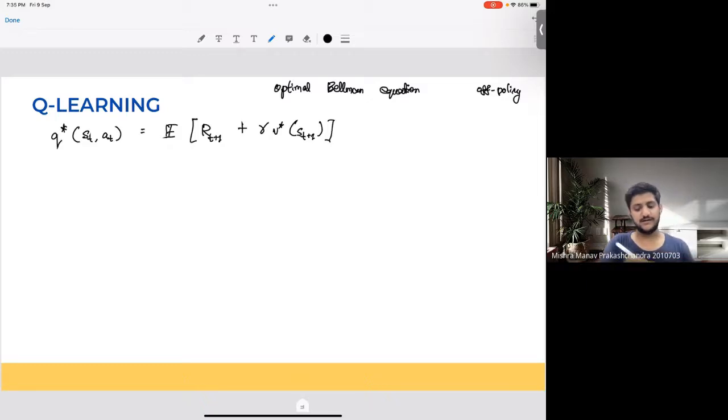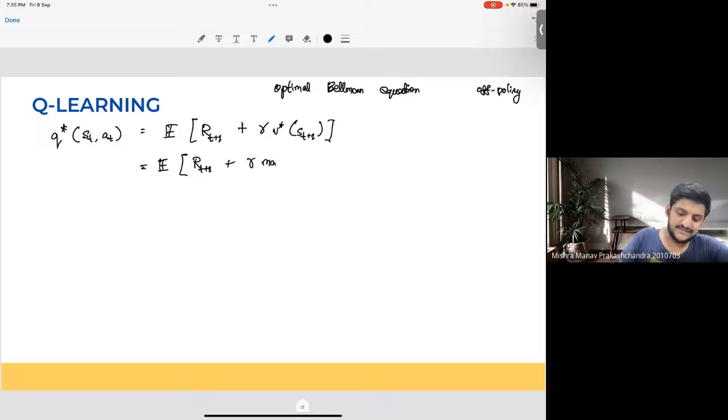My Q star is defined as the expectation of RT plus 1 plus gamma of V star ST plus 1, right? Instead of V star, I would like to represent everything in terms of Q star. So my V star is simply max over A prime of Q ST plus 1 A. V star tells me that if I'm at state S, I should take the optimal actions from there on. But Q star tells me that if I'm at state S and I necessarily select action A, and after that I behave optimally.